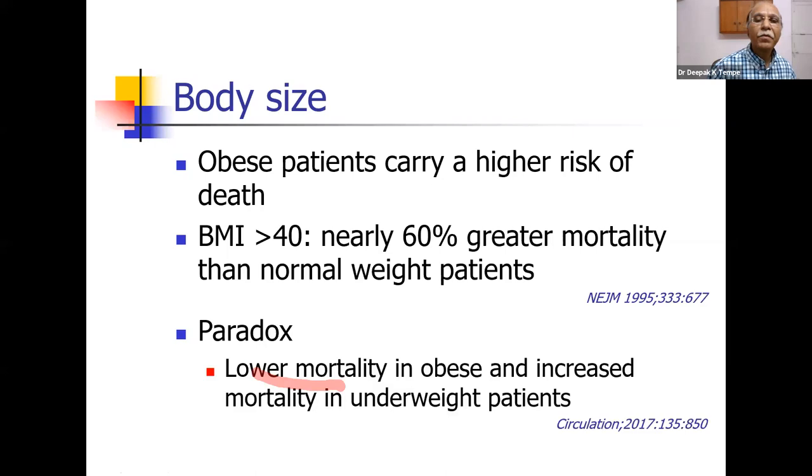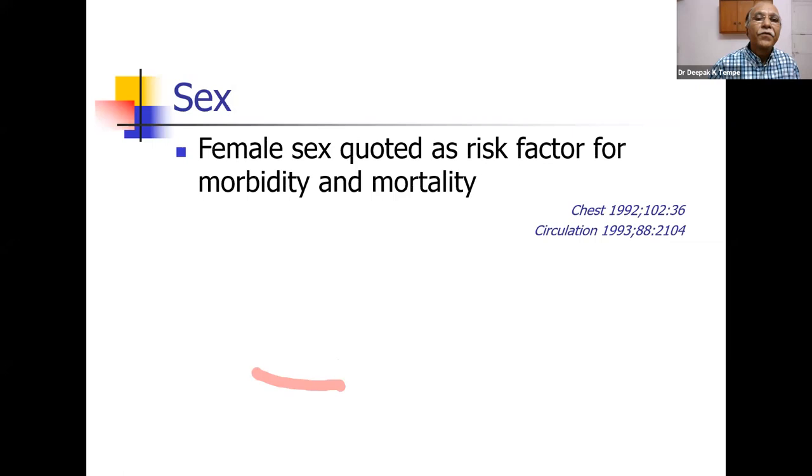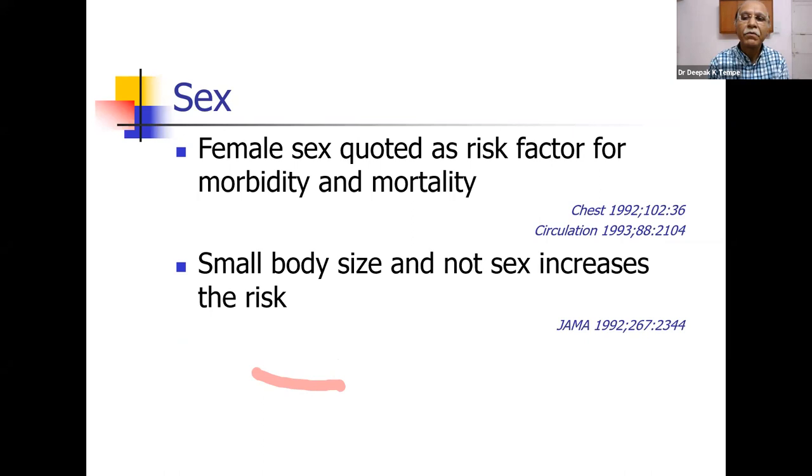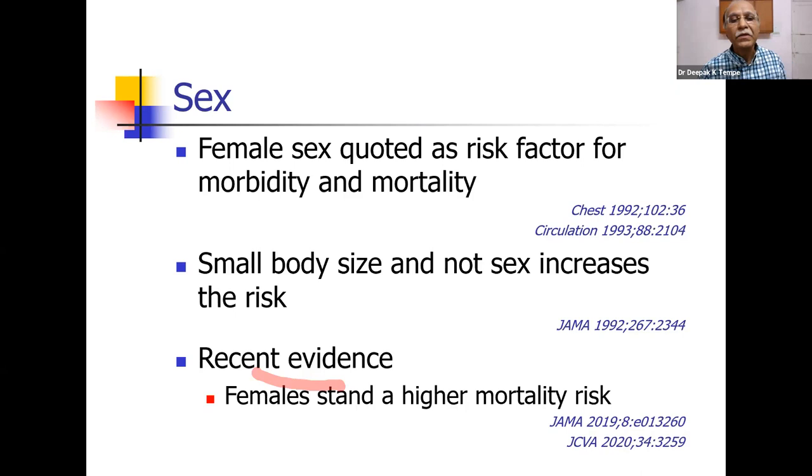morbidity and mortality. The next is the sex. Female sex has been quoted as a risk factor for morbidity and mortality. Now, this is rather surprising, and it makes us, at least me, very curious as to why this should be happening. Of course, there are some hormonal issues which are different in a man and a woman. Otherwise, physiologically, we are almost similar. One of the other papers tried to say that it is the small body size and not the sex that increases the risk. Because females are relatively smaller in size, that may be a factor for increasing the risk. The recent evidence has, however, confirmed that females stand a higher mortality risk.